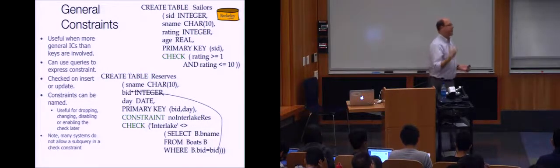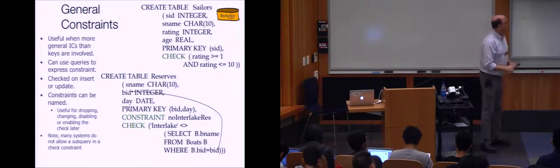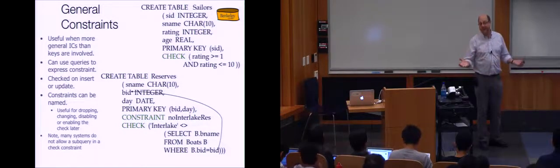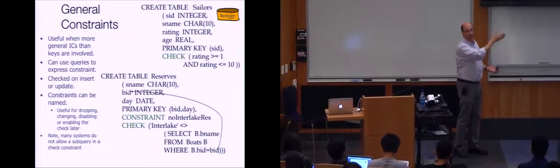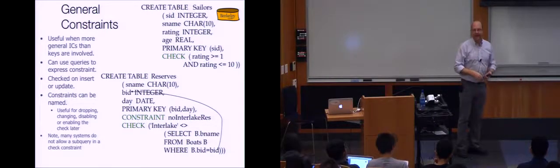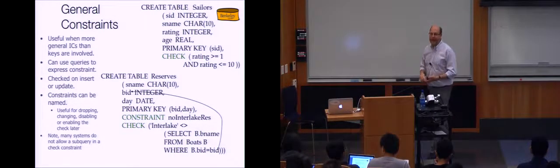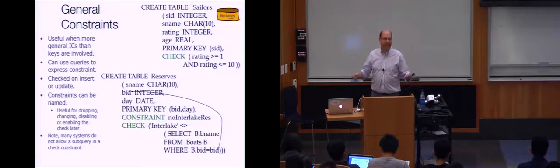So if I decide now I want to let people have reservations on boats named Interlake, I could just say alter table reserves, drop constraint, no Interlake res. So that's why you need to name it. Otherwise, you'd have to delete the table and create it again.